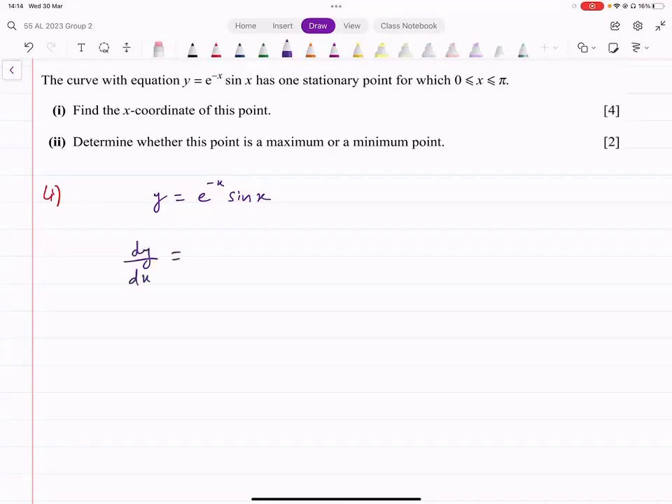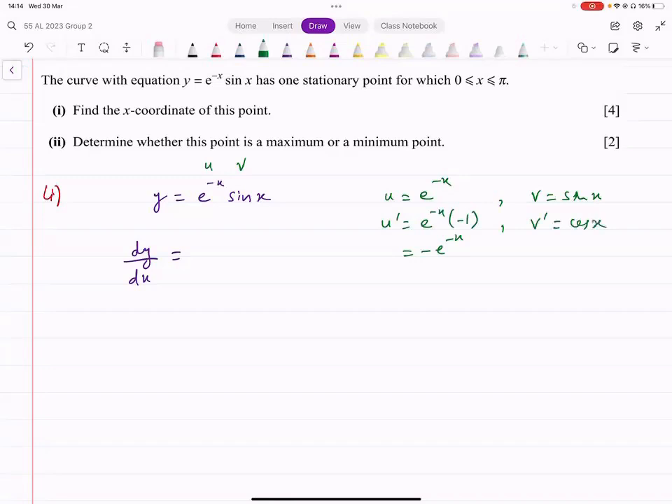Now we can't differentiate it directly. It's a product, two expressions being multiplied. We have to use the product rule for this. This is u and this is v. We can write them on a side. e raised to the power minus x is u, v is sin x. So what will u dash be? e raised to the power minus x into minus 1, which is minus e raised to the power minus x, and v dash is cos x.